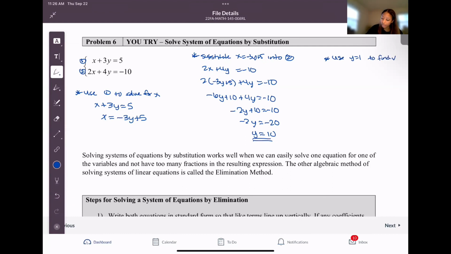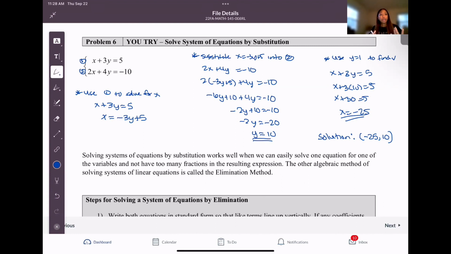We can use the first equation. So x plus 3y equals 5. That's x plus 3 times 10 equals 5. So x plus 30 is 5. And if we subtract 30 from both sides, x is equal to negative 25. The solution is negative 25 comma 10.